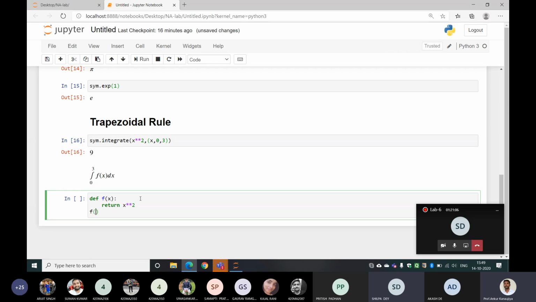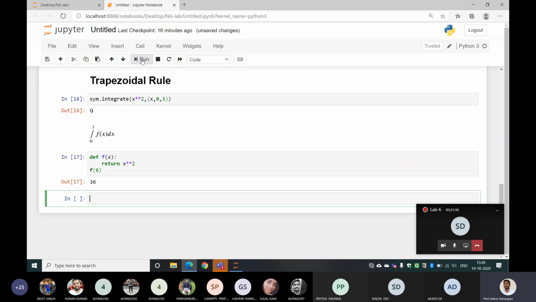So let me check whether I did it correctly or not. I want to calculate f of 6. I am running it. It is giving 36. 6 squared is 36. That means my function is fine.